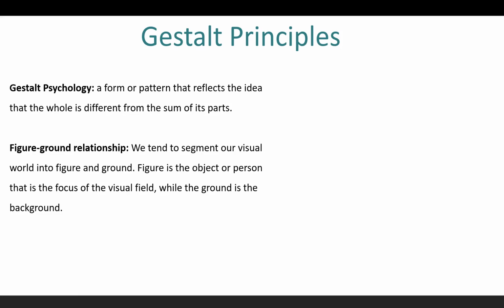And one example of Gestalt psychology is the figure-ground relationship. And so we tend to segment our visual information from the world that we see into the figure, or the foreground, and the ground, or the background. And so a figure is the object or person that is in focus of our visual field, while the ground is the background around that figure.